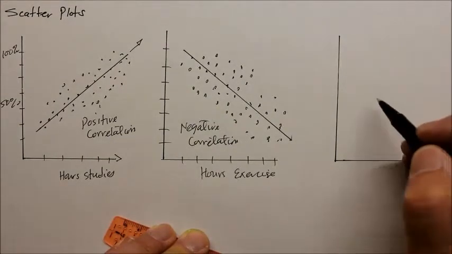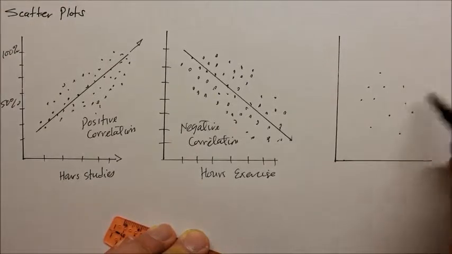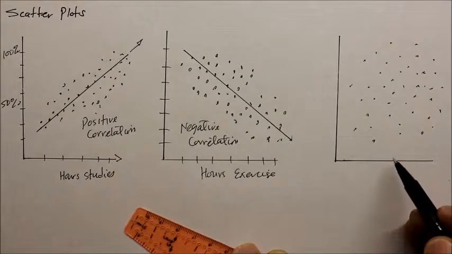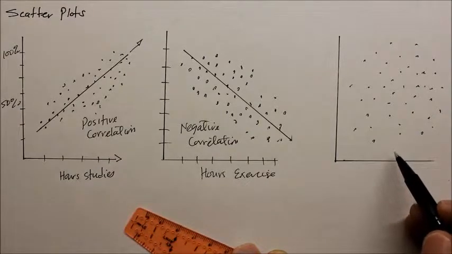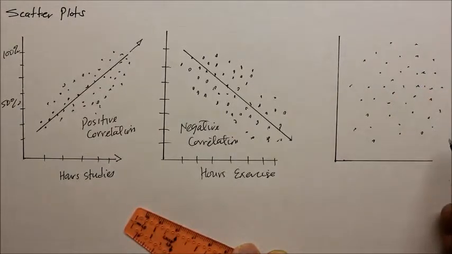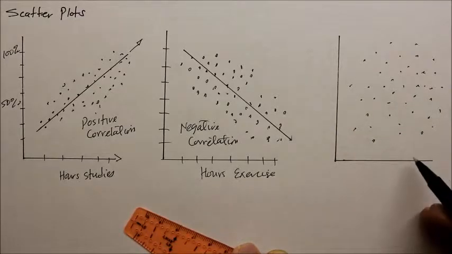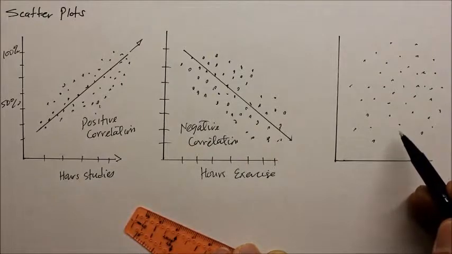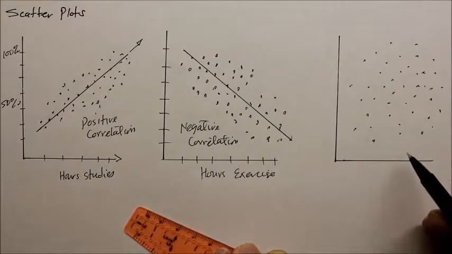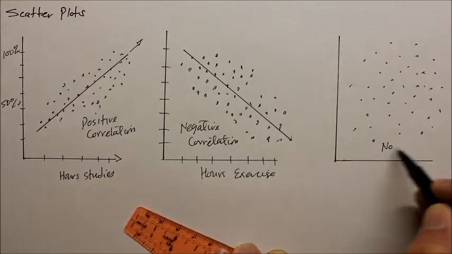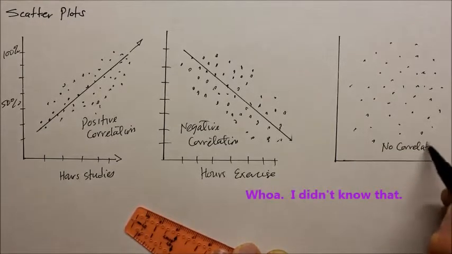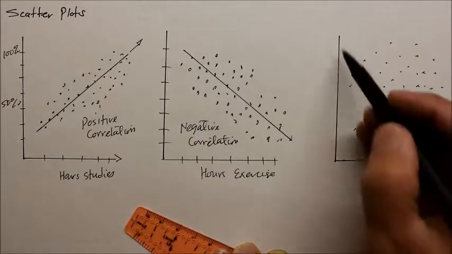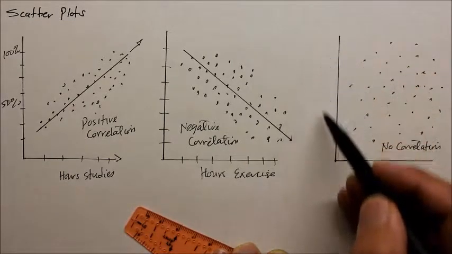And how about this one? Are you able to determine any kind of correlation here? Is it going up? Is it going down? Is it going sideways? If you said, I can't tell, it looks like there's no correlation. Exactly. This is called no correlation. It's when one set of data doesn't seem to relate to any of the other data that you might collect.